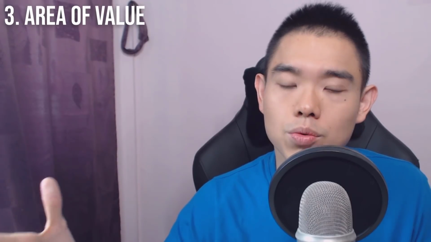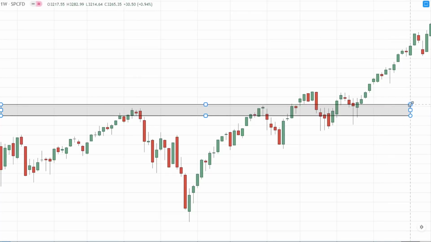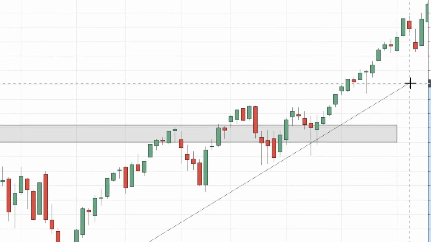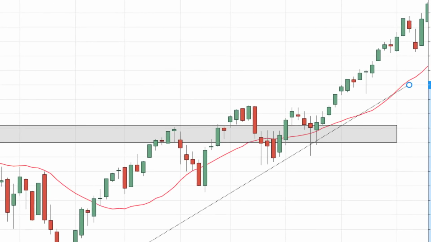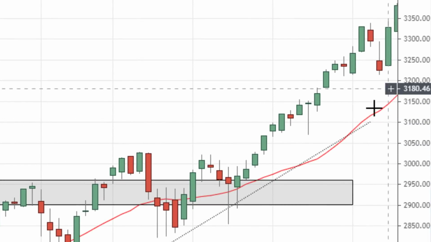The third thing is what I call the area of value. This simply means where potential buying pressure could step in. Just because a market is in an uptrend doesn't mean you're going to buy immediately, because the market could have been going up for the last 5, 6, 7, 8 days in a row. So what you want to do is let it come to an area of value. This could be support, a trend line, or a moving average, where the market could potentially find buying pressure.